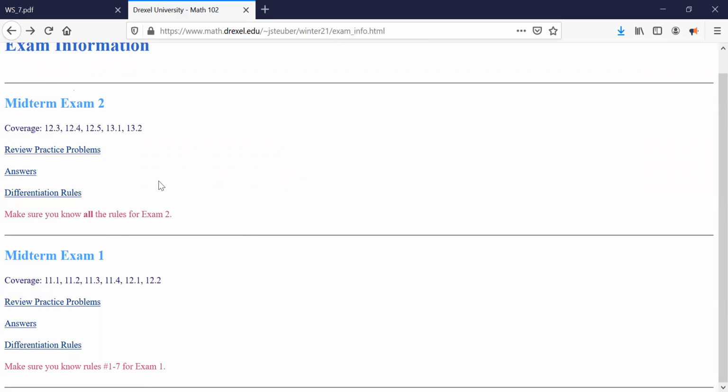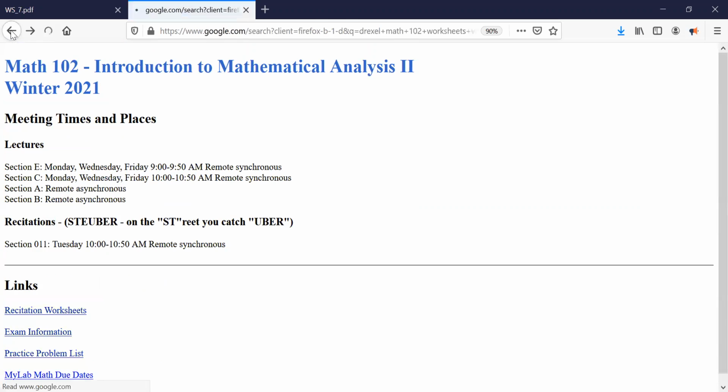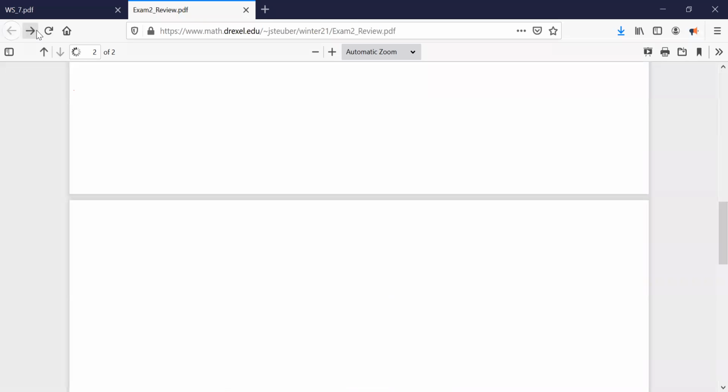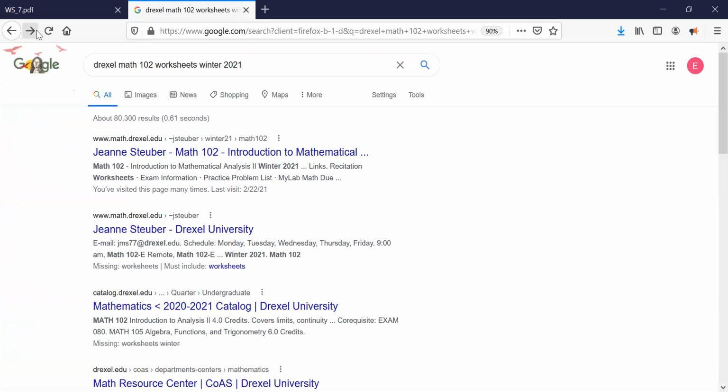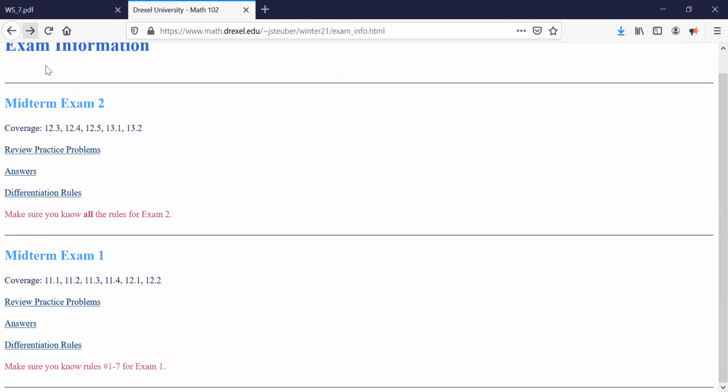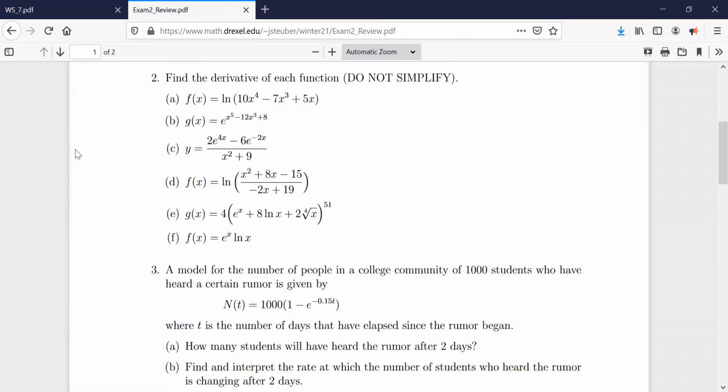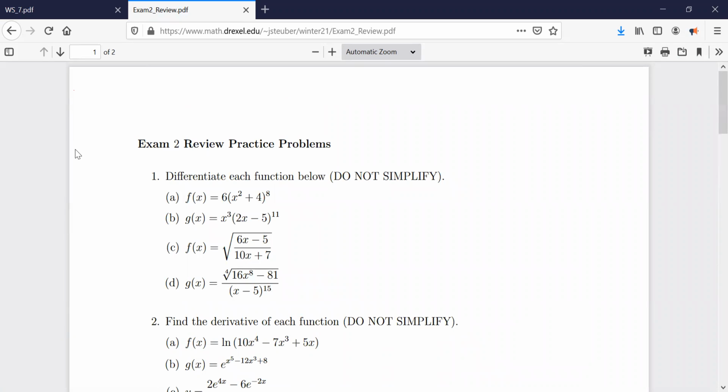If you want to know where you can find the answers for this, you can just Google Drexel Math 102 Winter 2021, and then go to the answer key. But we'll be working on the review problems. So I'm going to do A and D. B and C should be in the video that I'll post for my recitation from yesterday, but they're the same basic ideas.